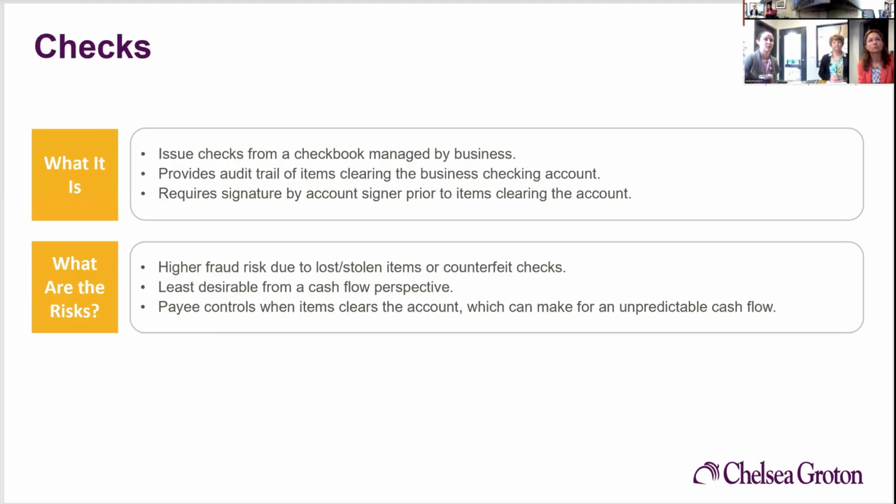So we're first going to start with checks. So checks are the most basic way to issue payments out of your account. Each business would have a checkbook that's managed by the business. The upside is that there's a good audit trail of items clearing the account. An authorized signer will authorize any payments before they clear the account.